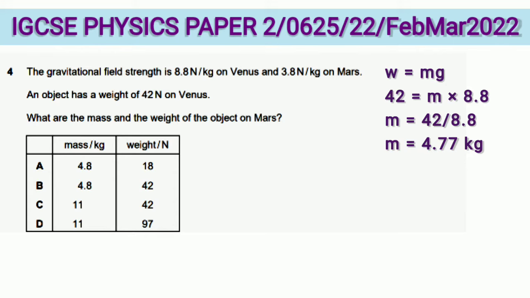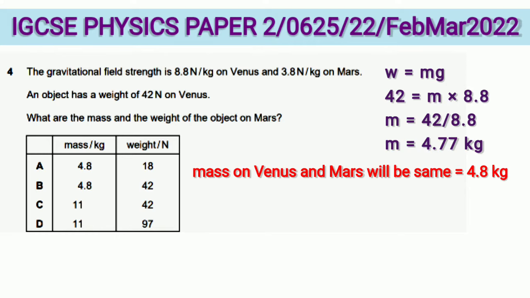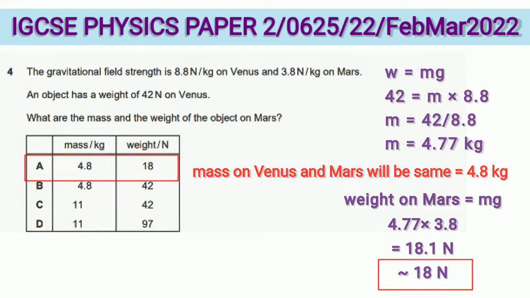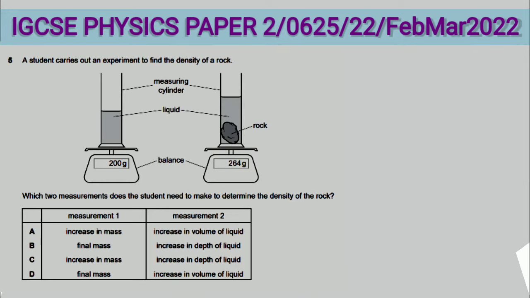But the mass on Venus and Mars will be the same. Mass is the same everywhere. That will be 4.8 kg. Now let us calculate the weight on Mars using the formula W is equal to mg. We'll substitute the values and we get the answer, weight is equal to 18.1, which can be rounded off to 18 newtons. So the correct answer is option A. Mass is 4.8 kg and weight is 18 newtons on Mars. Let's move on to question 5.